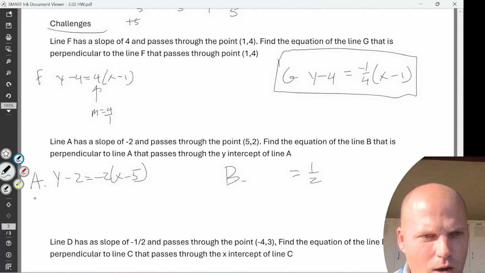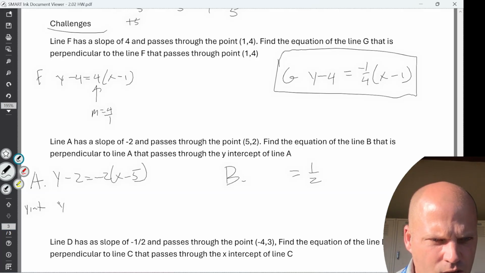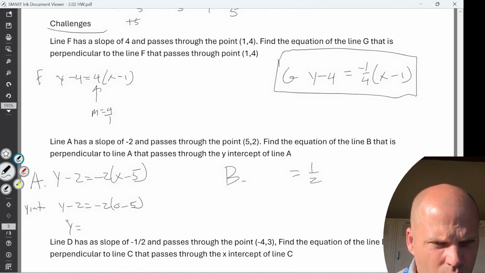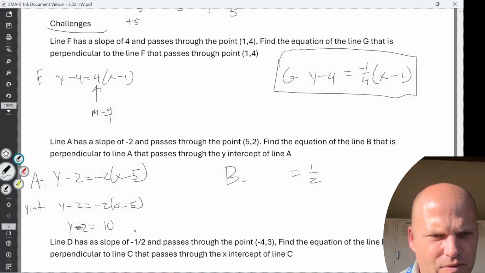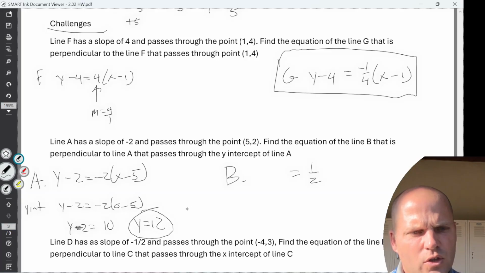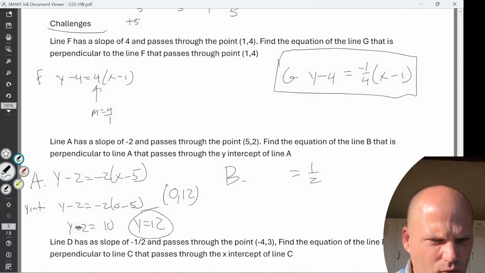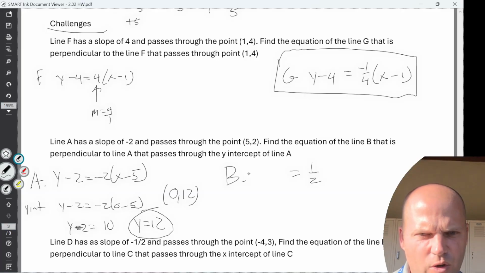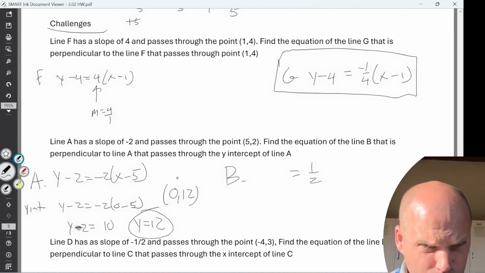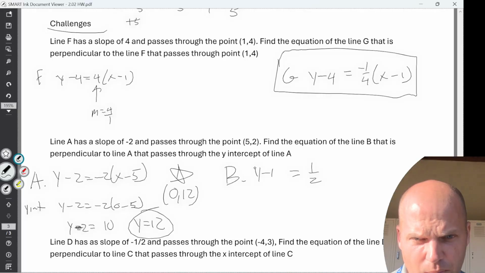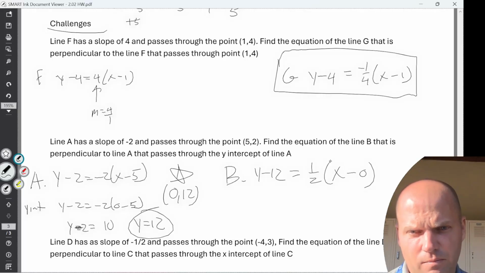So line A has a y-intercept when x is 0, so I need to find the y-intercept of A by plugging in 0 for x to see what is the point that works. I'll get y minus 2 equals negative 2 times negative 5, which is positive 10. I will then add the 2 to get y equals 12. So we have the point 0, 12, which means the equation of B will use that point 0, 12. I'll have y minus 12 equals 1/2 times x minus 0.